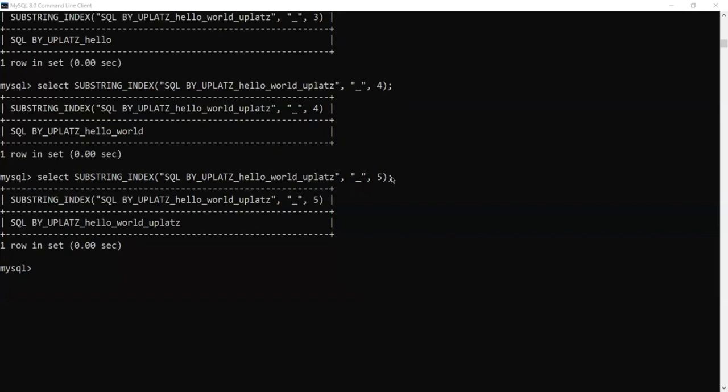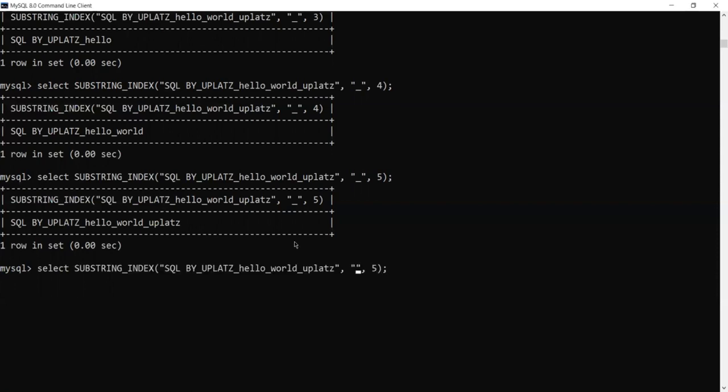It is basically returning the substring of a string before a specified number of delimiter occurrences, and it utilizes three parameters. First one will be your actual string. Second argument will be the delimiter with which your statement is separated. And third will be the number, that is, how many sections you wish to see that are separated by your given delimiter.